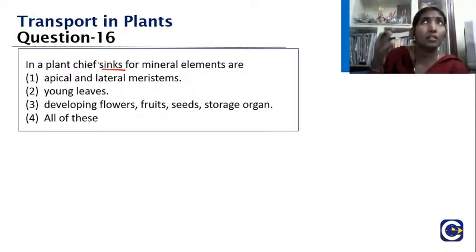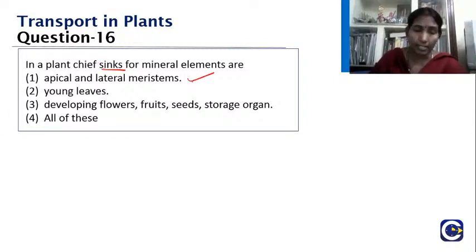The leaf, where the products are produced by photosynthesis, is the source. The sink is the place where they are needed for the plant to assimilate, absorb or store, like the growing regions of the plant. So what are the growing regions of the plant? The apical and the lateral meristems.